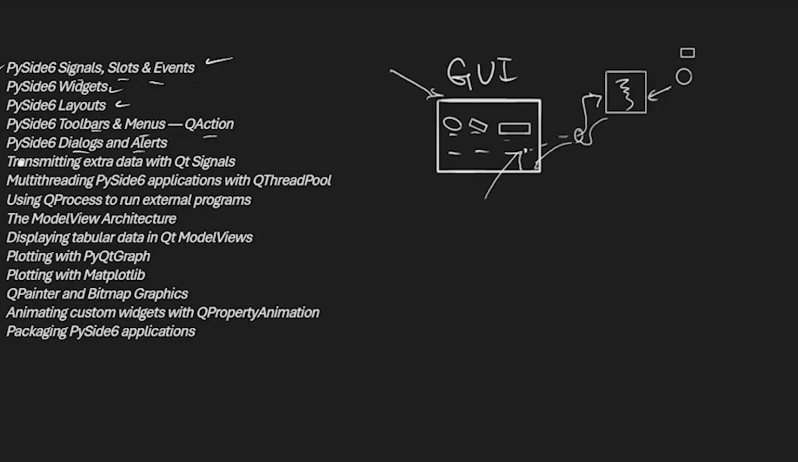You could look at some other topics related to transmitting extra data with Qt signals. For example, sometimes the user is not only clicking a button, but actually sending something to the back end. Maybe you want to insert something into the database. Maybe you want to make a certain interaction with the back end for some purpose.